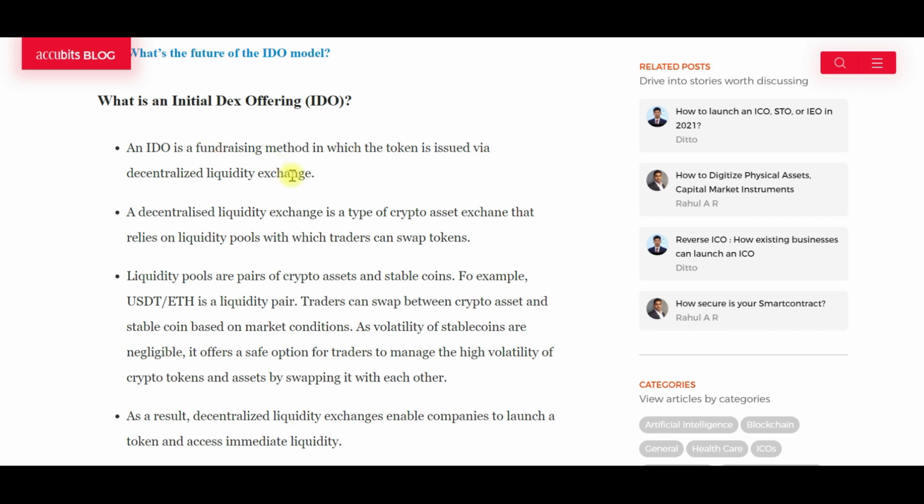Now let's come back to an IDO. Now an IDO replaced an IEO. Now an IDO is essentially a modified IEO. An IDO is more like a modified IEO. Now an IDO is initial DEX offering.